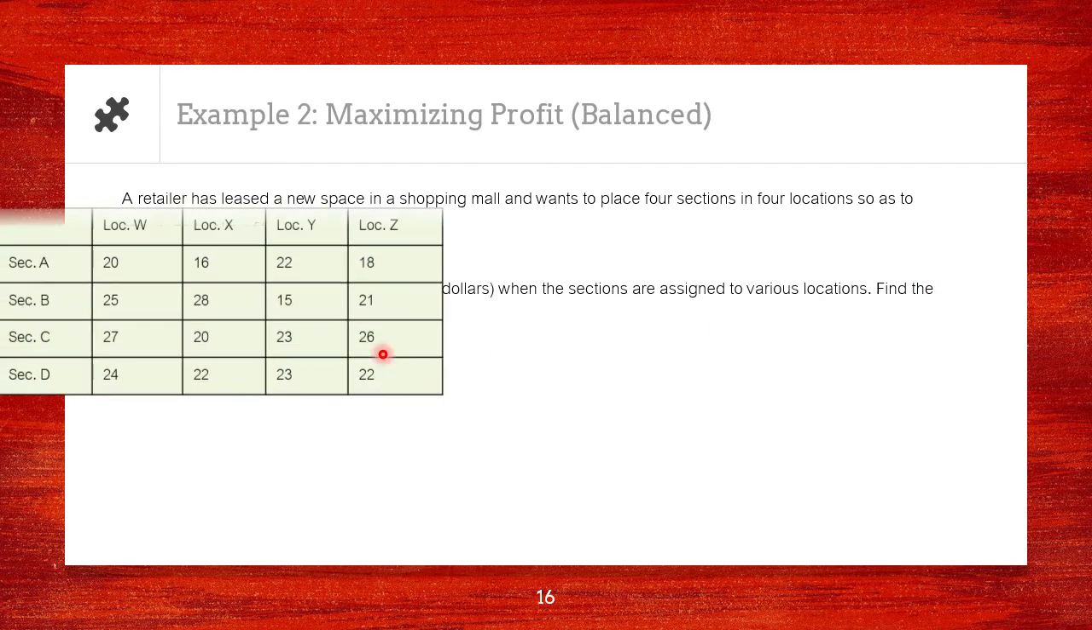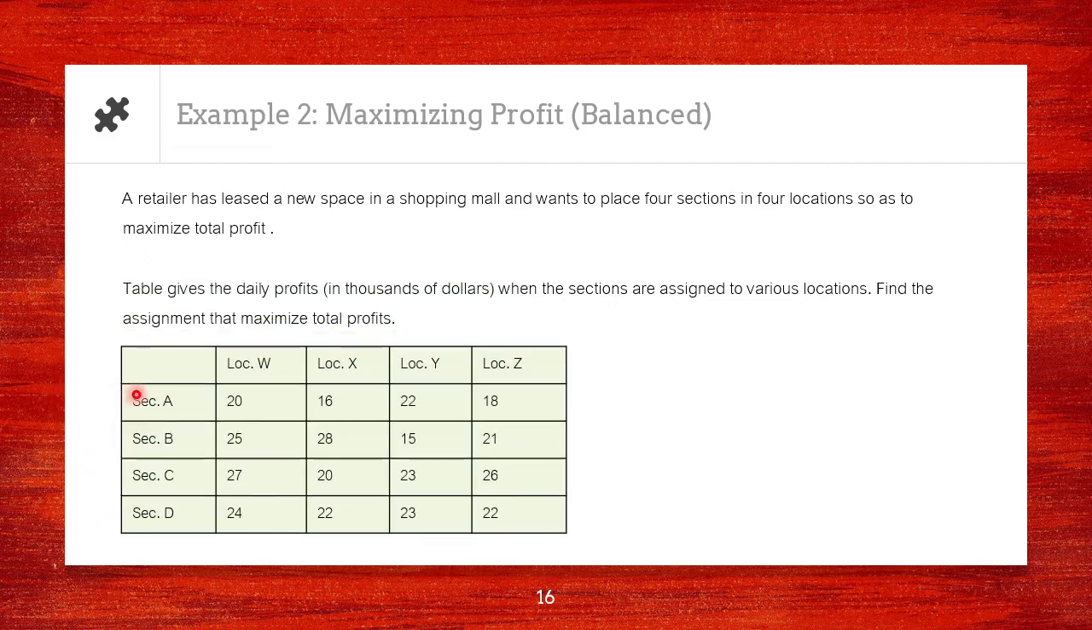So here is the table. For our 4 sections, we label them A, B, C, D. And for our locations, we label them W, X, Y, and Z. The numbers here represent the profit when a certain section is assigned to a certain location. The numbers here are in thousands of dollars.